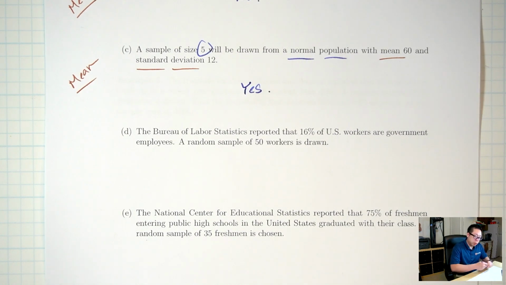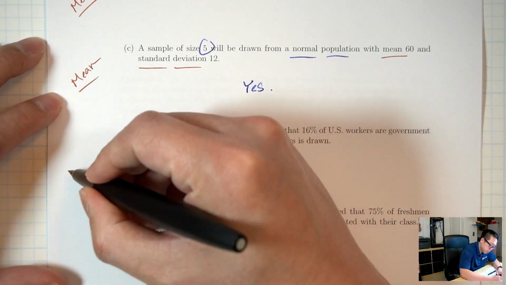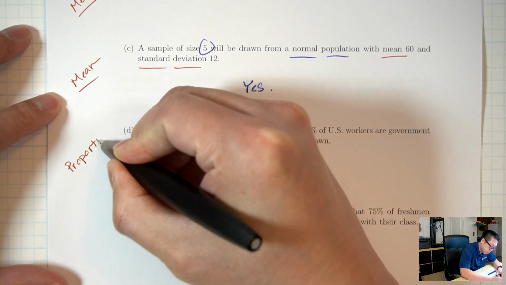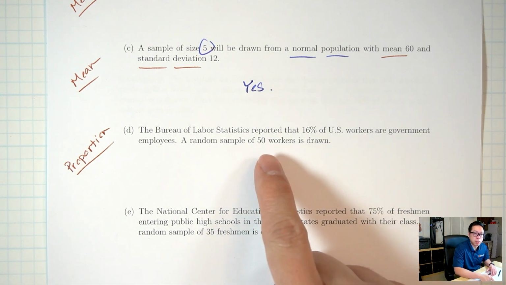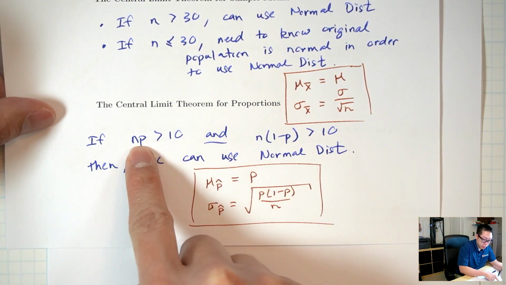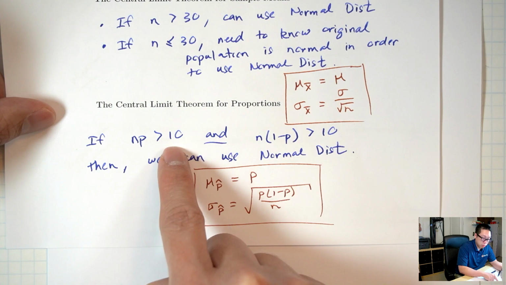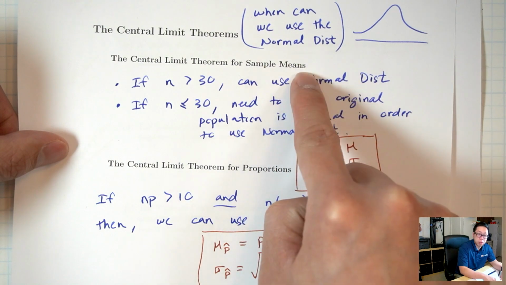Part D. The Bureau of Labor Statistics reported that 16% of U.S. workers are government employees. A random sample of 50 workers is drawn. Notice when I read that, I didn't read the words mean or standard deviation anywhere, which means this is a proportion situation. And because it's a proportion situation, we're not checking whether the sample size is bigger than 30 anymore. When it's a proportion situation, we need to check n times p and n times 1 minus p, and check that they're both bigger than 10. It doesn't have anything to do with 30 anymore. The 30 has to do with the mean situation.